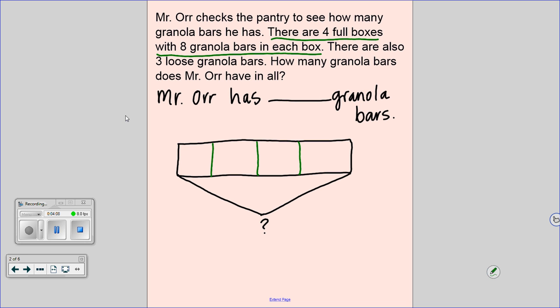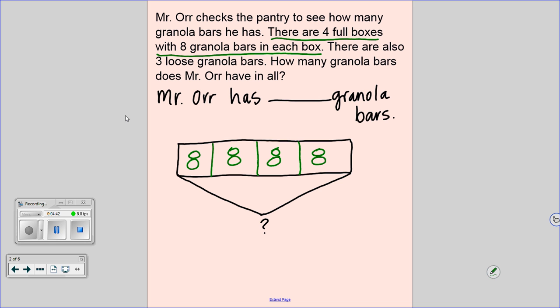Now what? I got my 4 boxes of granola bars. Now I'm putting 8 in each one. Notice I'm doing this with the same color that I underlined. So this part is in crayon, and that's a little different. We've been doing this in pencil before. So if you put all your 8s in pencil, go back and put them in crayon. It should be the same color that you underlined that sentence.